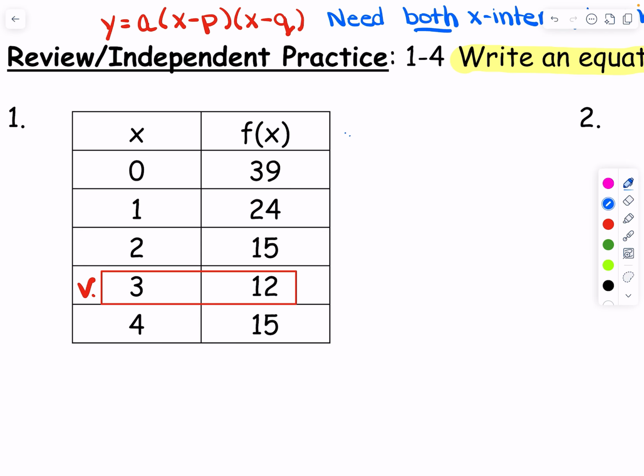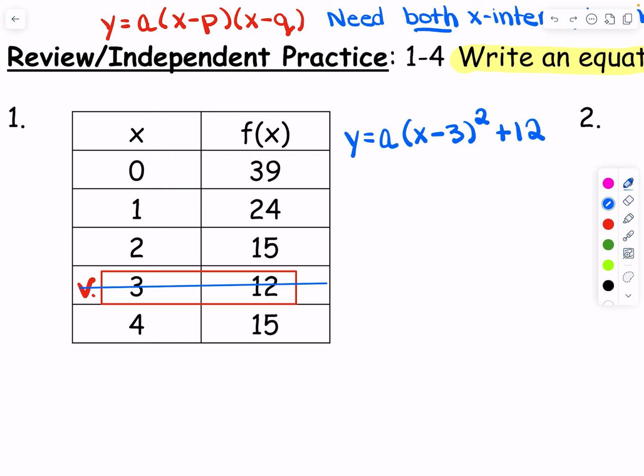Vertex form is y equals a times x minus h, and h is the x value of our vertex, so that's going to be minus 3 squared, and then the k value of our vertex, or the y value of our vertex, which is positive 12. Now, once I've used the vertex, I cannot use that point again. I have to pick another point that I'm going to replace y with and x with. So I need an x and a y value.